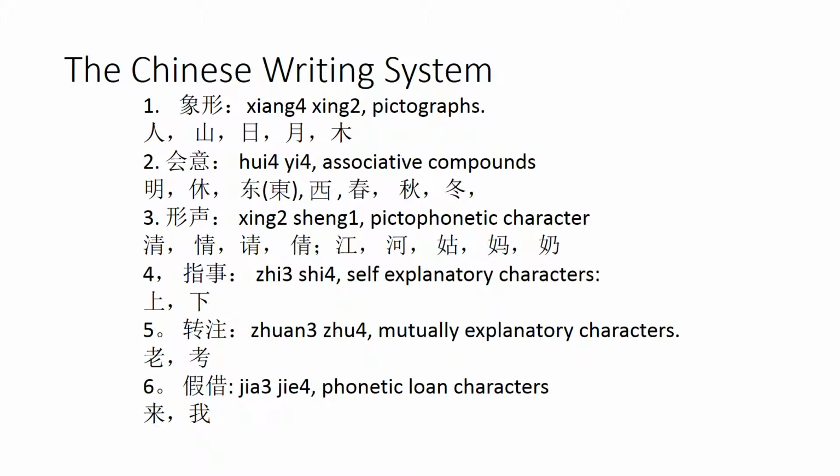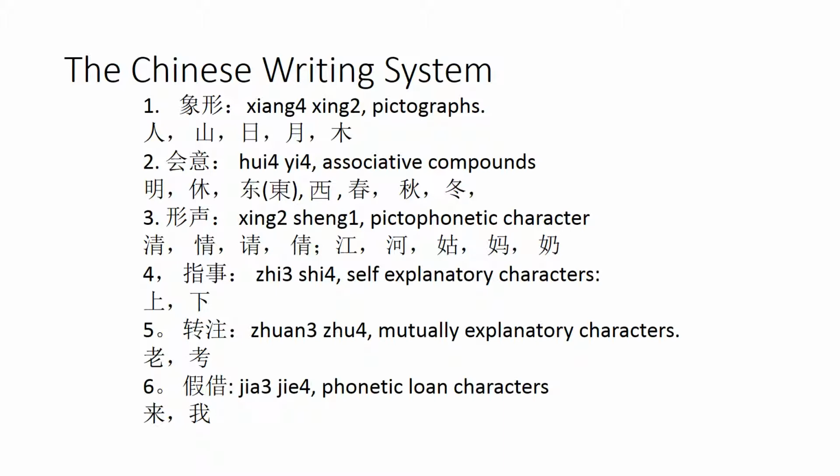For the next two characters, 江 and 河, both of them have water as radical, and both of them mean river. The right part of their components contribute to the sound. The last three characters, 姑, 妈, 奶, all three of them have woman as a radical. 姑 means auntie, 妈 means mother, 奶 means grandma. All three of them have the meaning of woman.